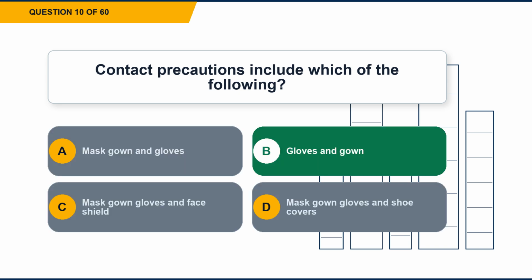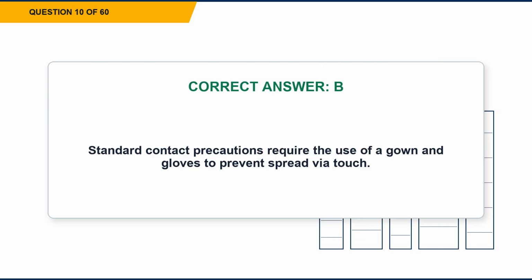The correct answer is option B, gloves and gown. Explanation: standard contact precautions require the use of a gown and gloves to prevent spread via touch.